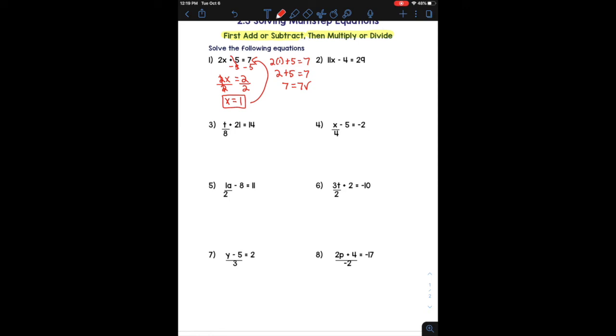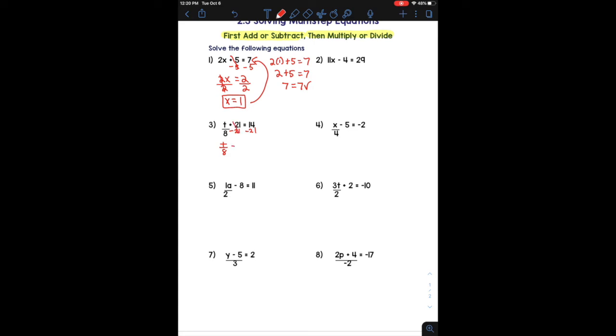Let's take a look at number 3. We're going to go straight down. Again, we're going to either add or subtract first. Since there's addition in the problem, we're going to do the opposite and subtract 21 on both sides.